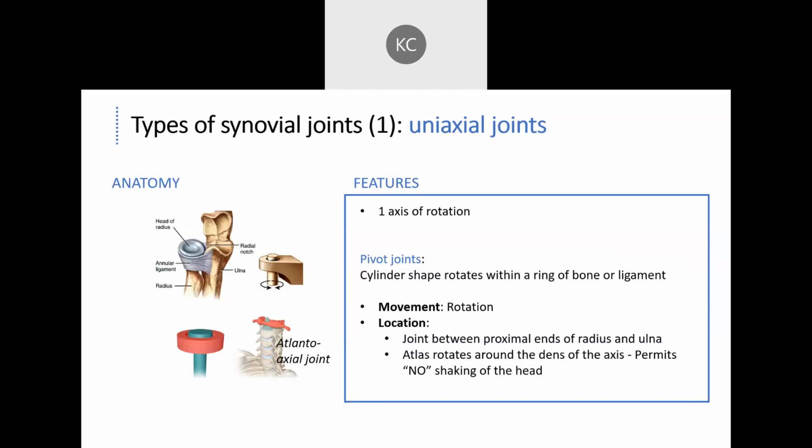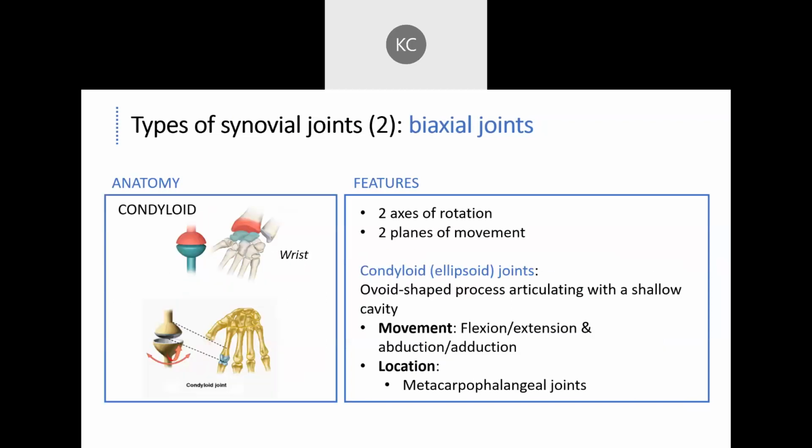So the second type are called biaxial joints, all right? And biaxial joints permit 2 axes of rotation or 2 planes of movement or 2 degrees of freedom, right? These are all saying the same thing. So one type is a condyloid joint, right? So a condyle, when we talked about terms related to bones, a condyle was a round, smooth kind of projection of bone, right?